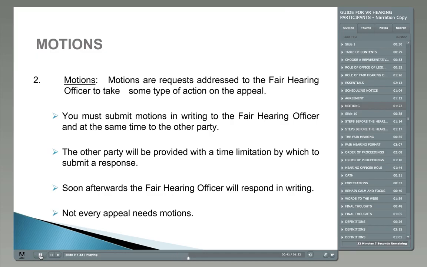When a person requests a hearing, they've essentially made a motion. They are the mover. They've made a motion to establish a hearing. The other party will be provided a time limitation within which to submit a response to any motion. Soon afterward, the hearing officer will respond in writing. And not every appeal needs motions. Some appeals are very complex and have lots of different motions associated with different evidence coming in and being left out. Other hearings are much more straightforward. So just know that a motion is any request to ask the fair hearing officer to do something.